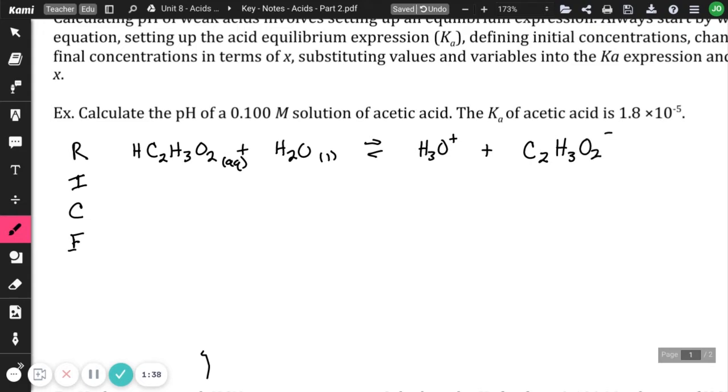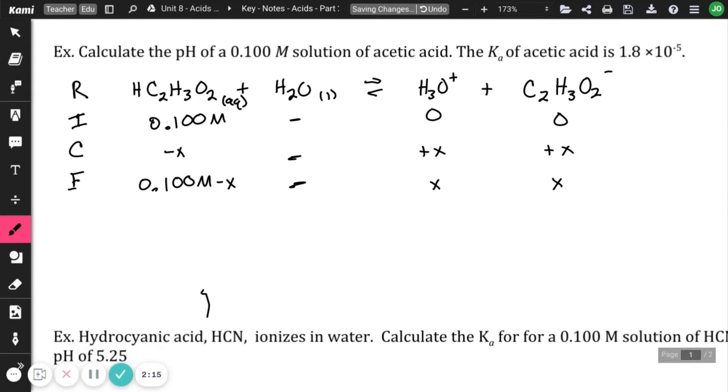Okay, so in our initial, I have 0.100 molar of the acetic acid. Water is a liquid, so we know we're not going to use it at all. We've got our hydronium, which has an initial of 0, and our acetate has an initial of 0. The change is minus x, plus x. So our final here is going to be 0.100 molar minus x. And then for the hydronium, it's just x, and the acetate is just x.